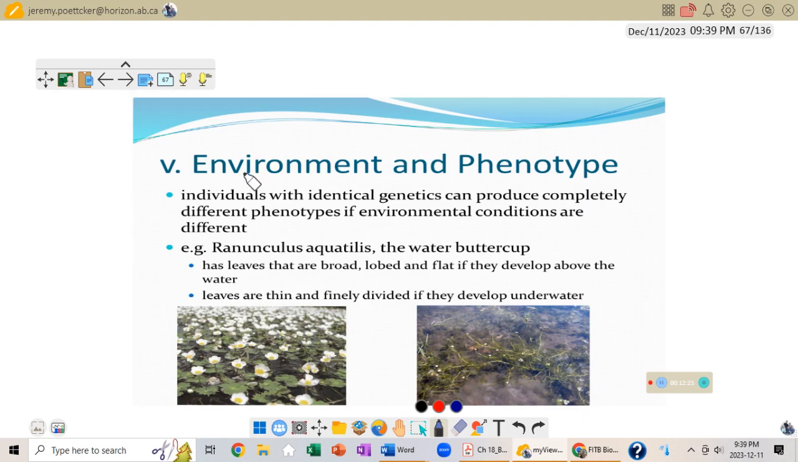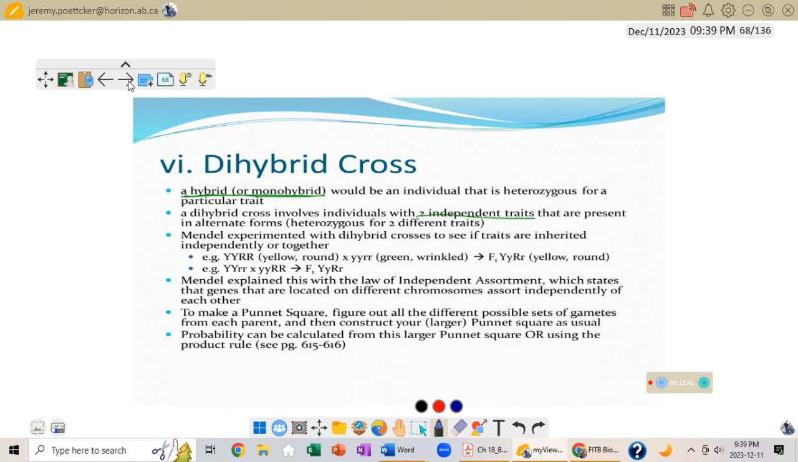You can read through this bit here. Environment will influence phenotype. Water buttercups have broad, lobed, and flat leaves if the leaves develop above the water, and thin and finely divided leaves if they develop under the water. So same genetics, different environment will lead to different conditions. We'll look at dihybrid crosses later.